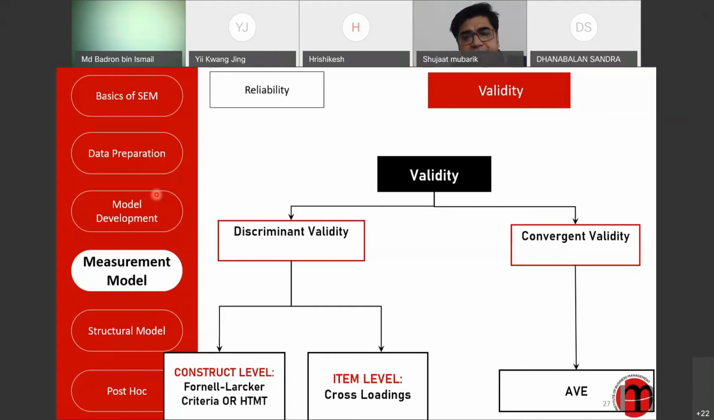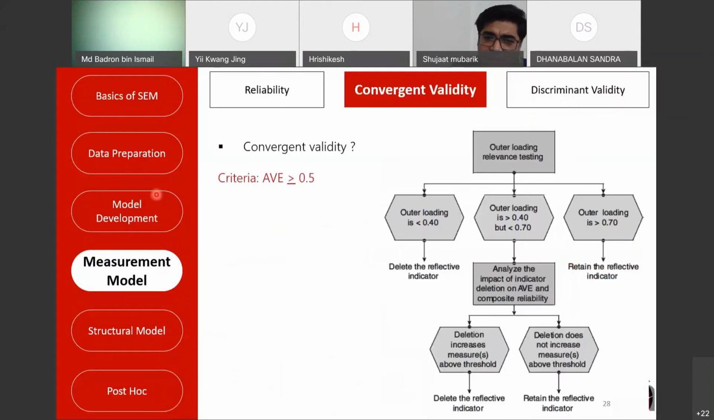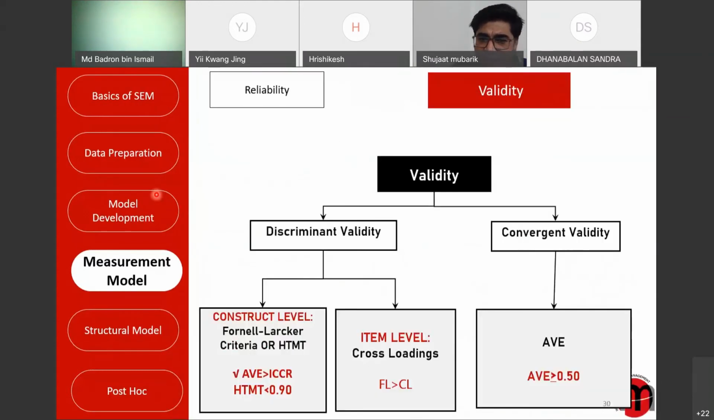And for convergent validity, we have the average variance extracted, which is the average of the sum of the squares of the factor loadings. So obviously it stems from the factor loading. At the end, these are the validities. Again, these are the criteria in order to ascertain discriminant and convergent validity.